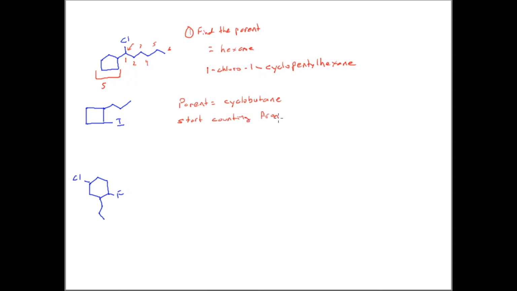Now we need to start counting from the substituent that is first in the alphabet, the one closer to the letter A. So in this case, we would give number 1 to the iodo group. I comes before P for propyl, and so we need to number in this direction, and of course we want to get the lowest overall number as well. So this would be 1-iodo-2-propylcyclobutane.